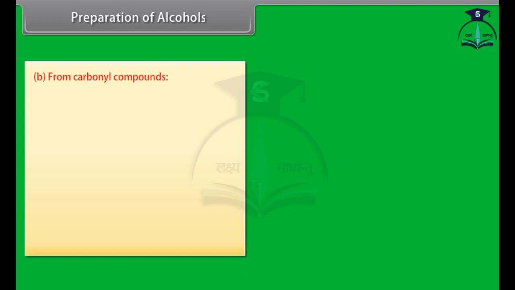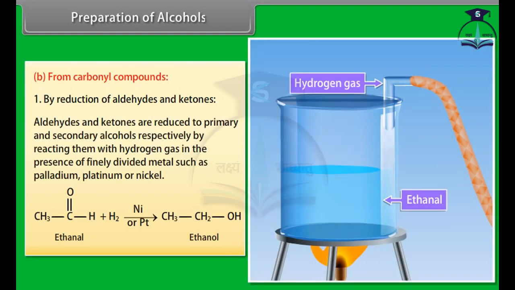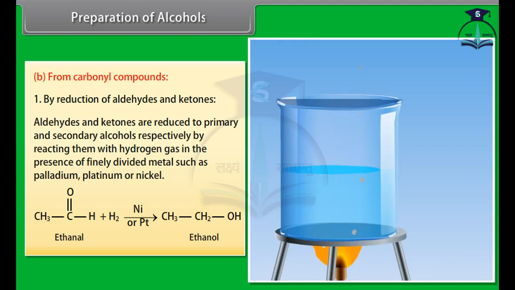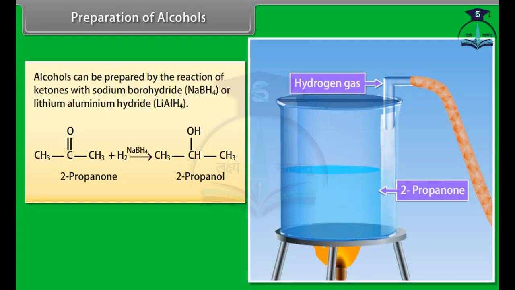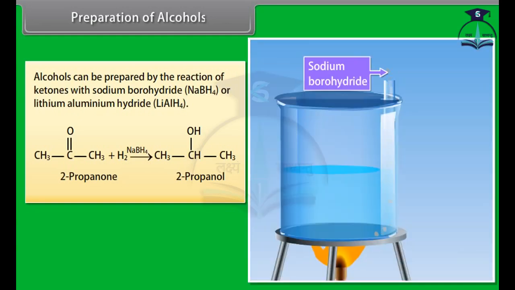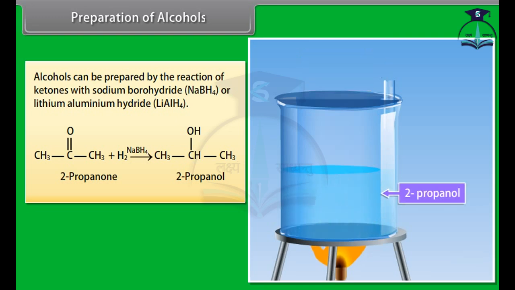Preparation of alcohols from carbonyl compounds. By reduction of aldehydes and ketones. Aldehydes and ketones are reduced to primary and secondary alcohols respectively by reacting them with hydrogen gas in the presence of finely divided metal such as palladium, platinum, or nickel. Alcohols can also be prepared by the reaction of ketones with sodium borohydride or lithium aluminium hydride.